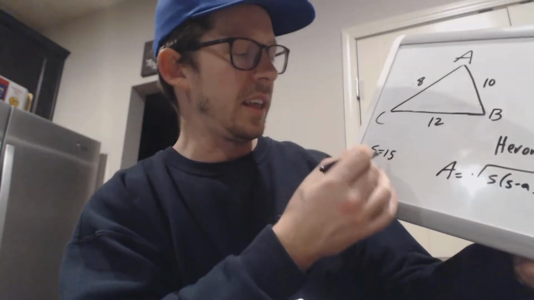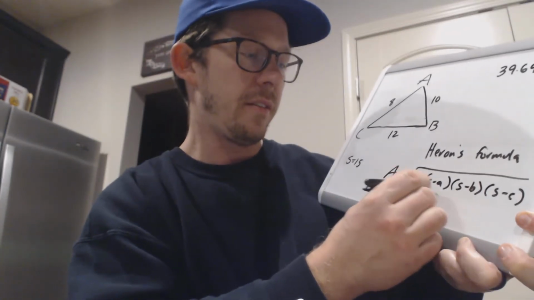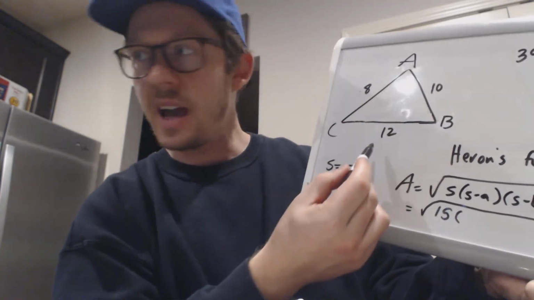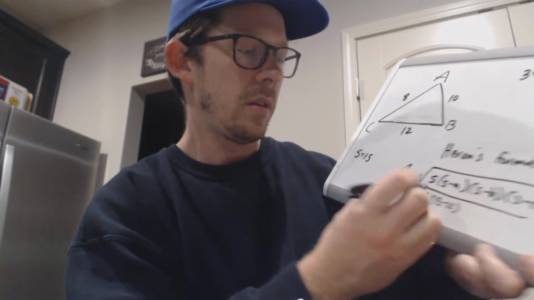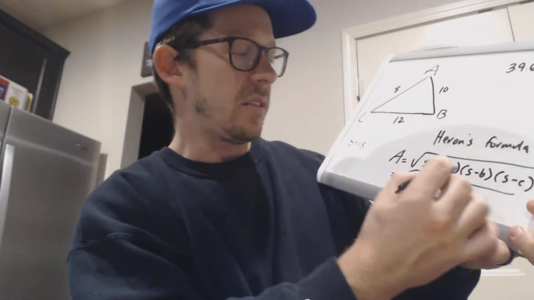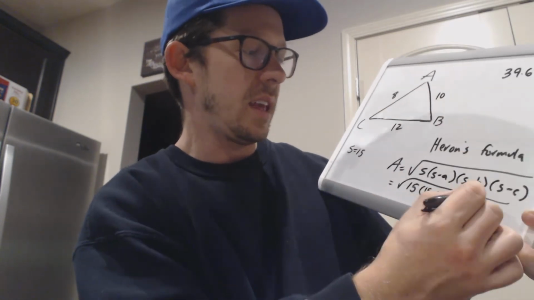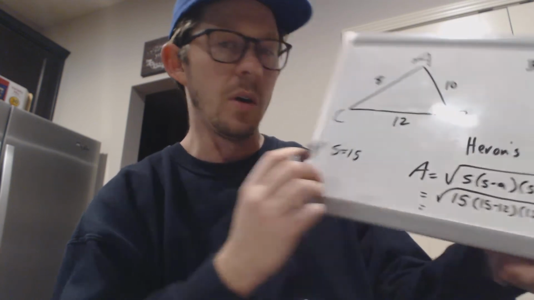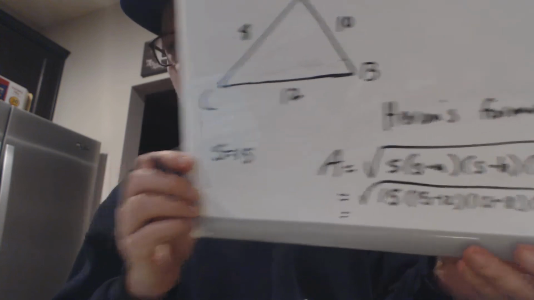So watch. We calculated S. Remember, just take the sides, add them up, divide by 2. So we have 15 times A, side A is 12, so I'm going to put 15 minus 12. B would be 8, so 15 minus 8. And C is 10, so 15 minus 10. So all you have to do is plug that into your calculator. We should get approximately 39.69. Let's see if we're right.